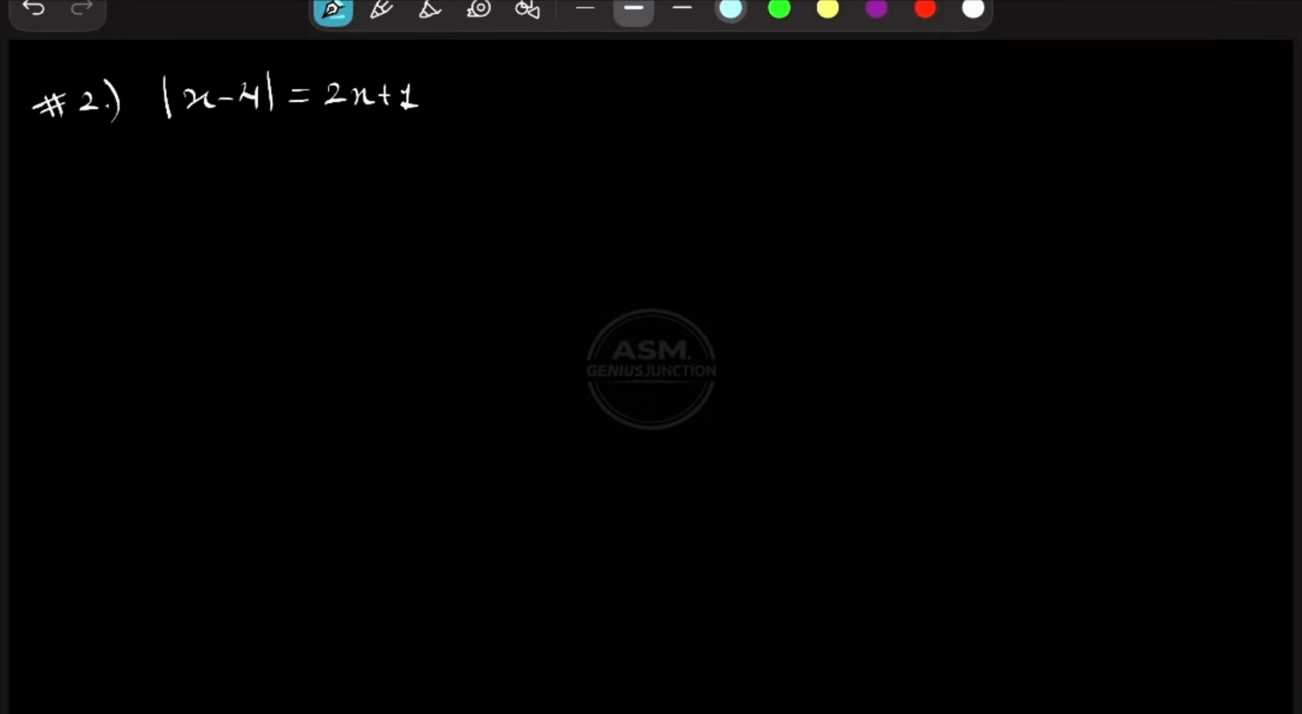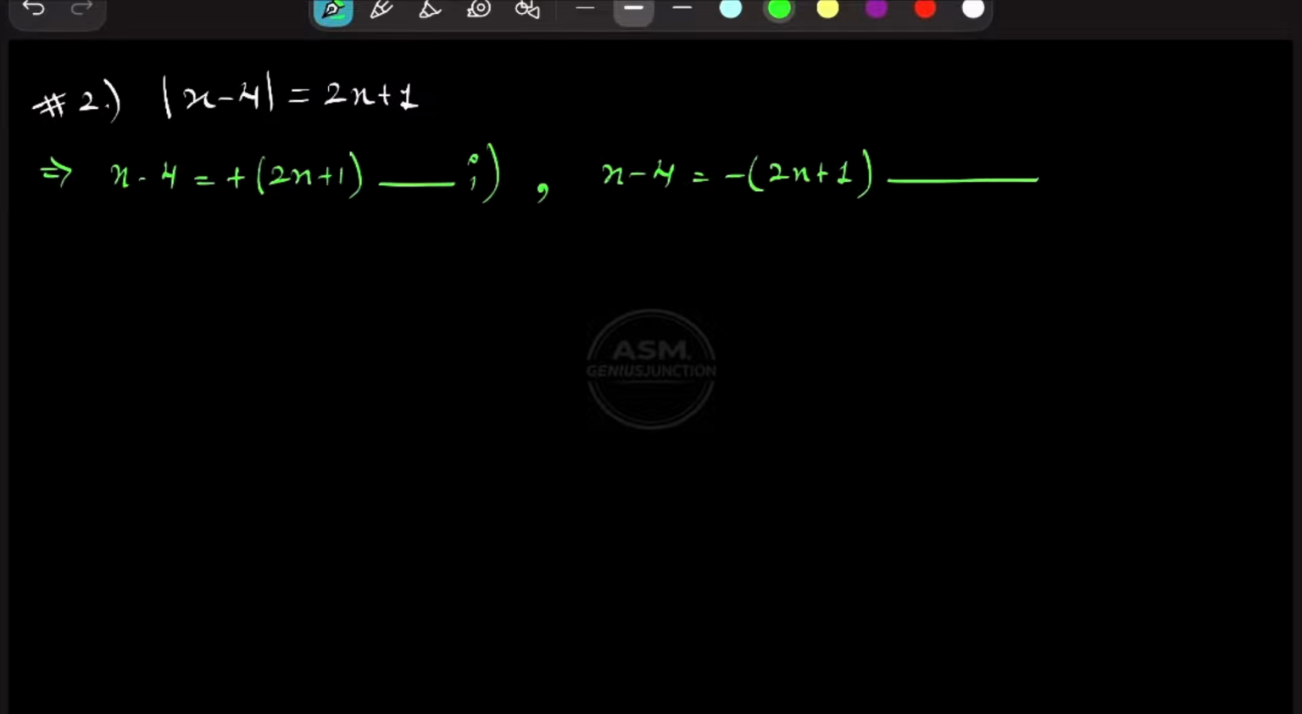Now what I'm going to do, I will write this function x minus 4. On the right hand side there will be a positive sign, which will give me equation number 1, and x minus 4 equals minus of 2x plus 1 on the right hand side, that is your equation number 2. So again we are having two equations in front of us.